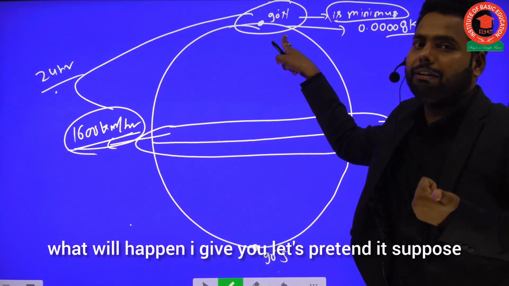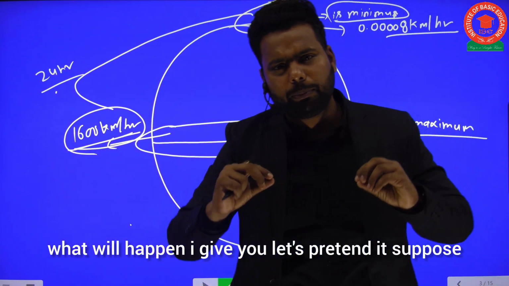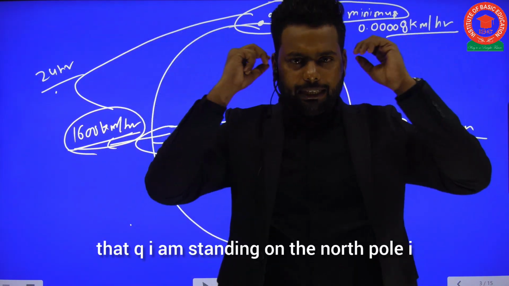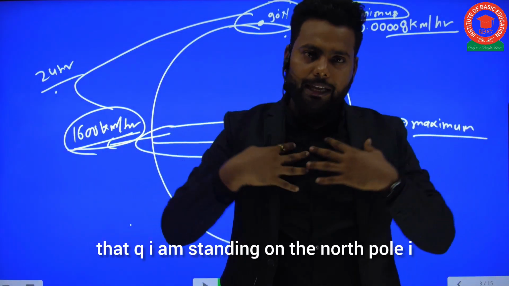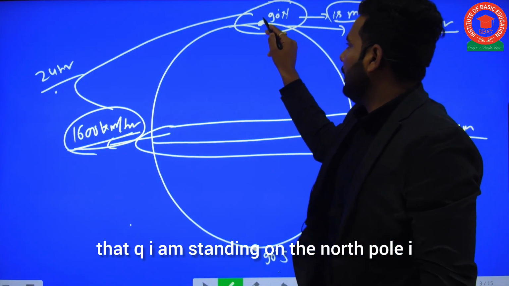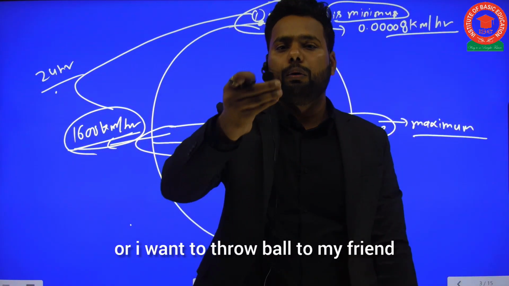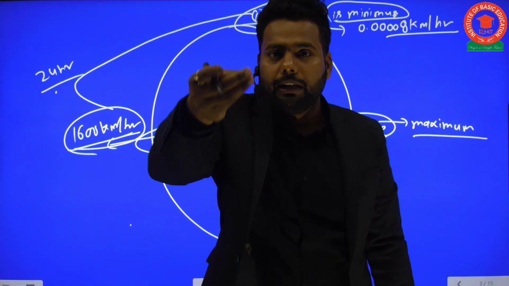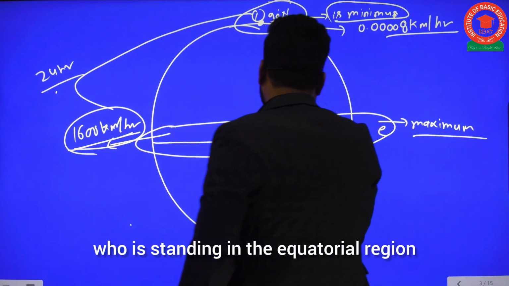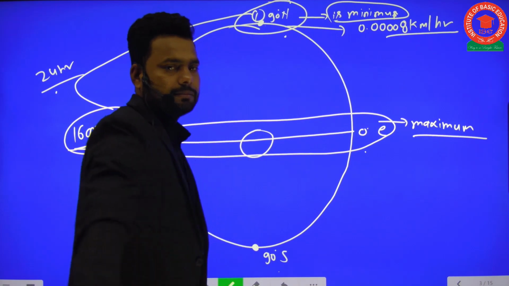It means what will happen? Let's pretend. Suppose I am standing on the North Pole, and I want to throw a ball to my friend who is standing in the equatorial region. What will happen?